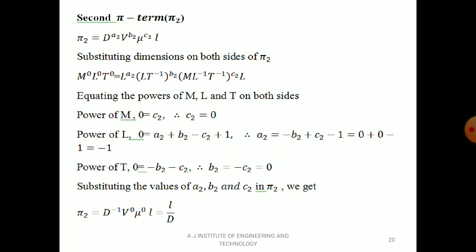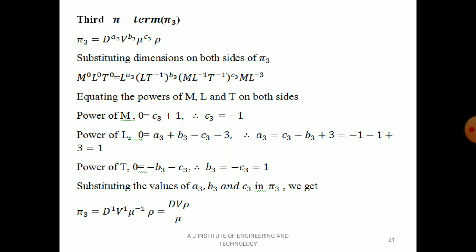Now we have values of c2 and b2 as 0. So we can substitute in value for a2. a2 equal to minus b2 plus c2 minus 1. So 0 plus 0 minus 1. So that is equal to minus 1. Now we can substitute values of a2, b2 and c2 in pi2. We can get value of pi2 as pi2 equal to d to the power minus 1, v to the power 0, mu to the power 0 into l equal to l by d. So just taking d to the power minus 1 to the denominator, then it becomes positive. So that is equal to l by d.